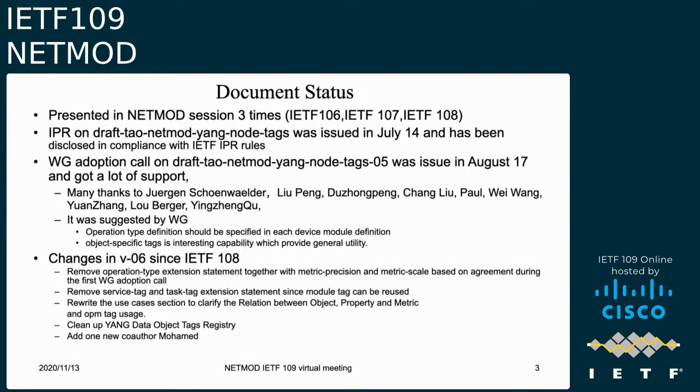So in the latest version, version 6, we removed the operation type extension statement, and we also removed other complex tags like metric precision and metric scale. In addition, we took out the service tag and task tag extension, because the module tag can be reused for the same purpose. We also rewrote the use cases to clarify the relationship between the object and the property sub-object and metric sub-object, and give an example of how to use them. We also have some other editorial changes.